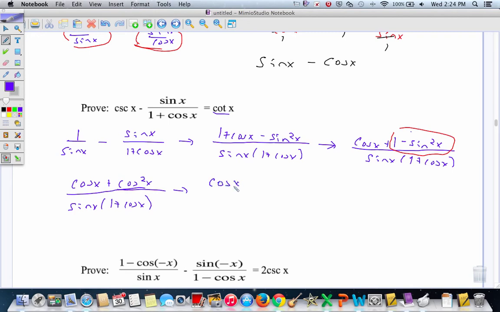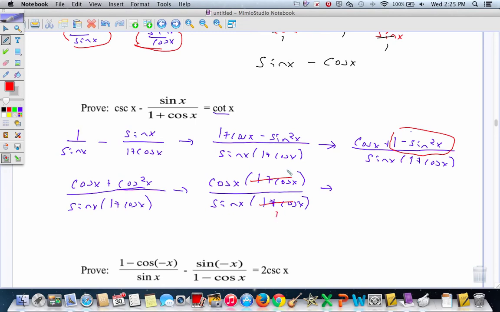We apply one of our factoring techniques now. Notice our numerator has a common factor of cosine, so I'm going to factor that cosine out. That leaves me with 1 plus cosine as my numerator, or my other factor, still over my common denominator of sine times 1 plus cosine.